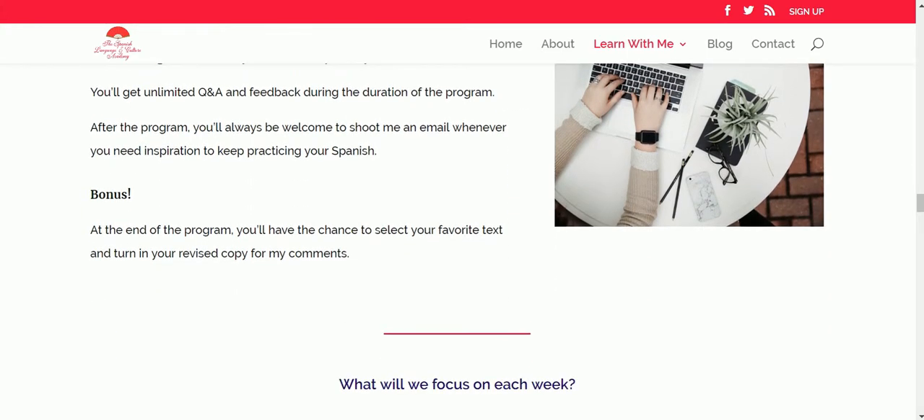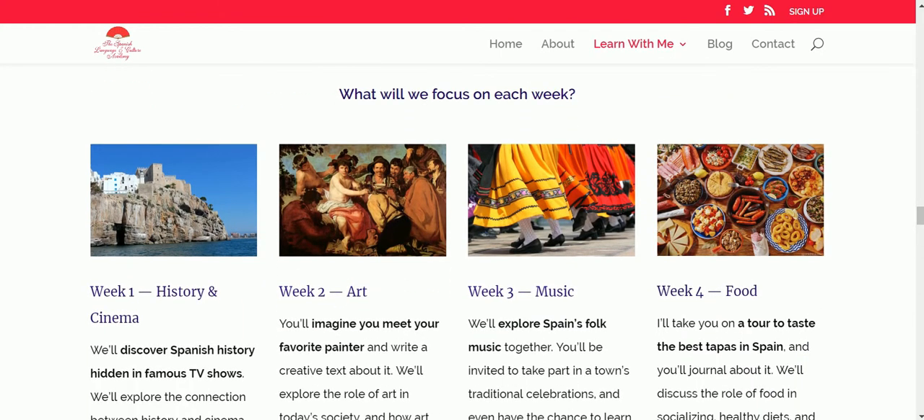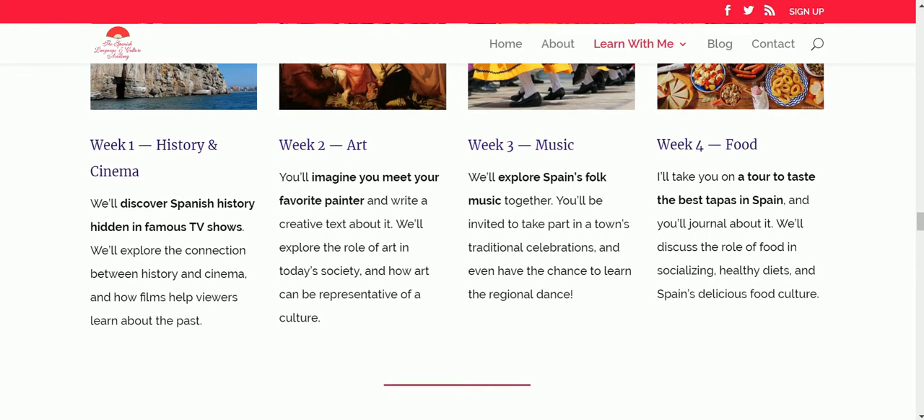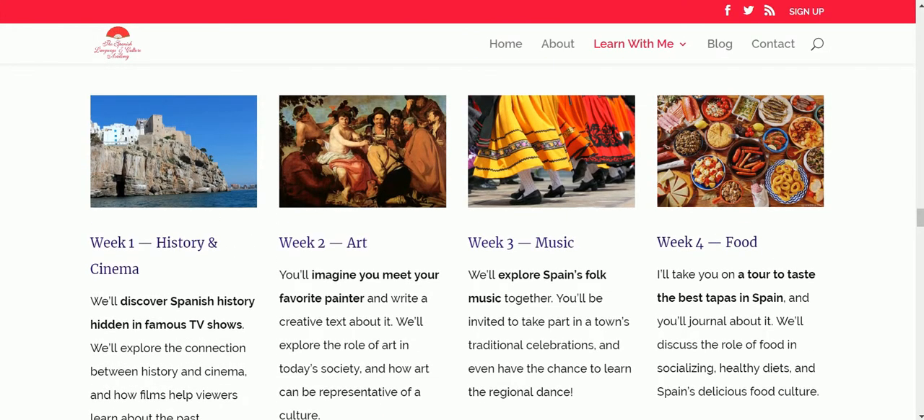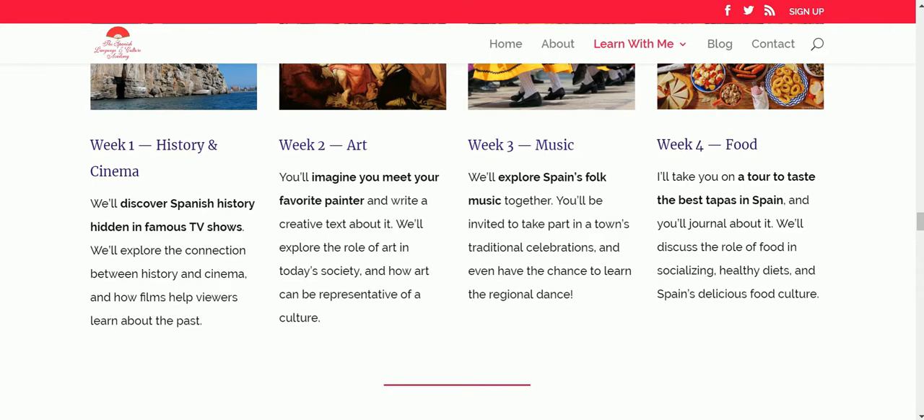Good. Easy to read. Moving forward, "What will we focus on each week?" I find this column a bit congested. It's hard to read when 4 columns are so narrow together. I would make them not 4 columns, but 2 columns, 2 blocks each, and give them more white space in between. This way your paragraphs will become shorter.